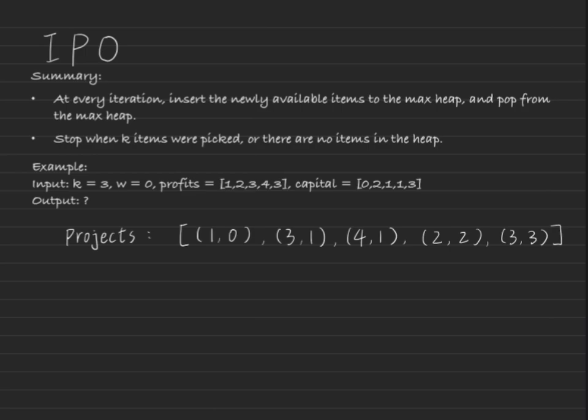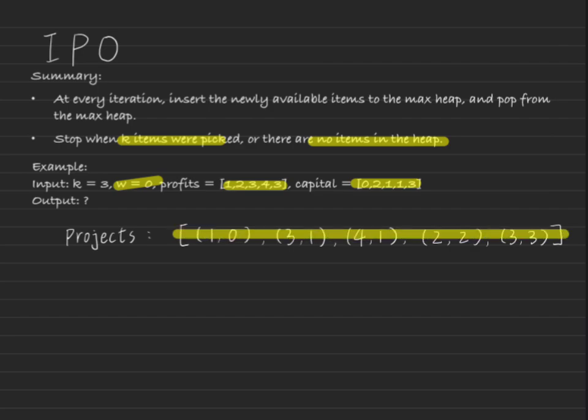To quickly recap the instructions: at every iteration, insert the newly available projects into the max heap and pop from this max heap. And we repeat until K items are picked or there are no available items in the heap. So let's look at this new example where K equals 3. Starting capital is 0. Profits are 1, 2, 3, 4, 3. And the amounts of capital needed to start them are 0, 2, 1, 1, 3. So first step, couple profits and capital together and sort them by capital. We obtain this new list.